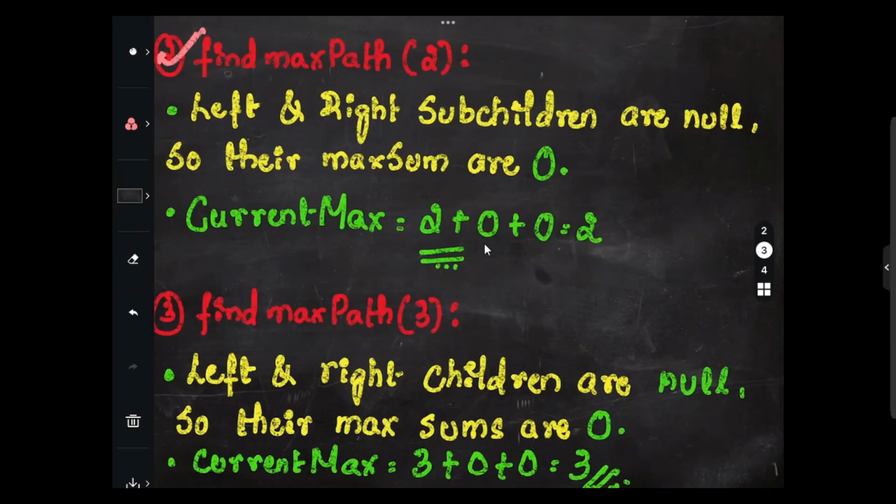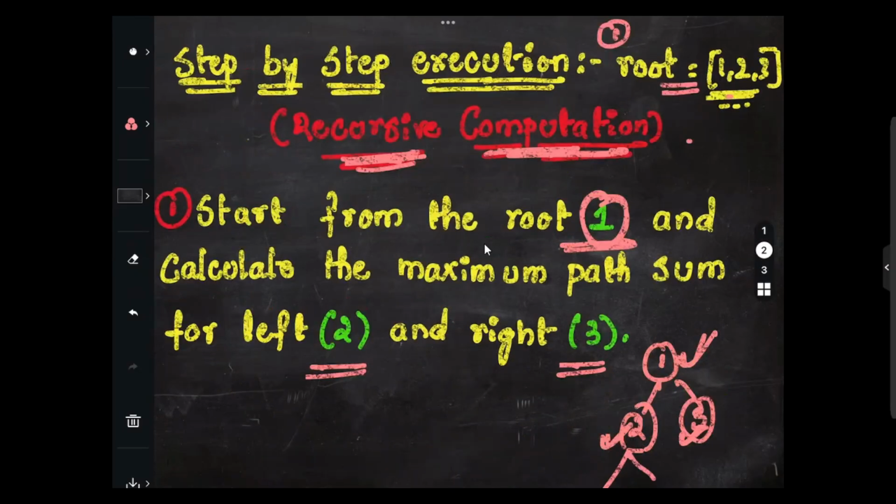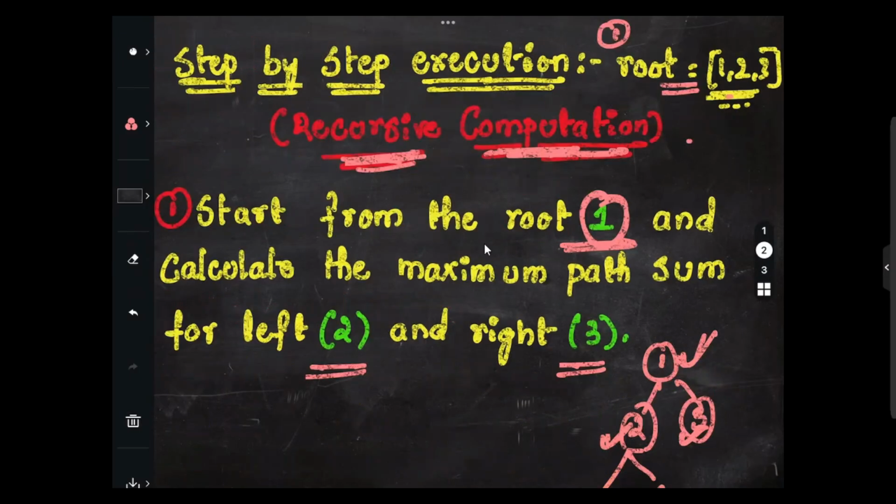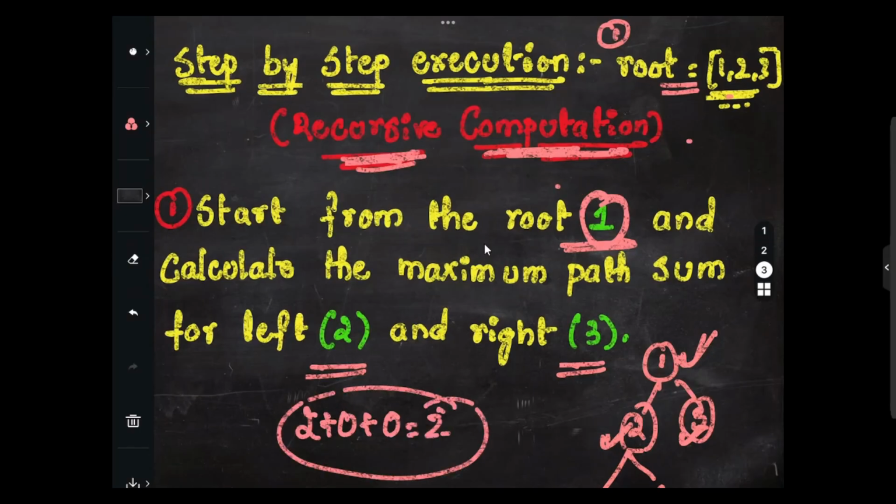First, we have to find the max path of 2. The left and right children are null. This one doesn't have left and right children, so they are null in this case. So the maximum sum is 0 here. This would be for the left 2 plus 0 plus 0, because we don't have any children for the 2. So this will be 2 itself. So this is the first step.